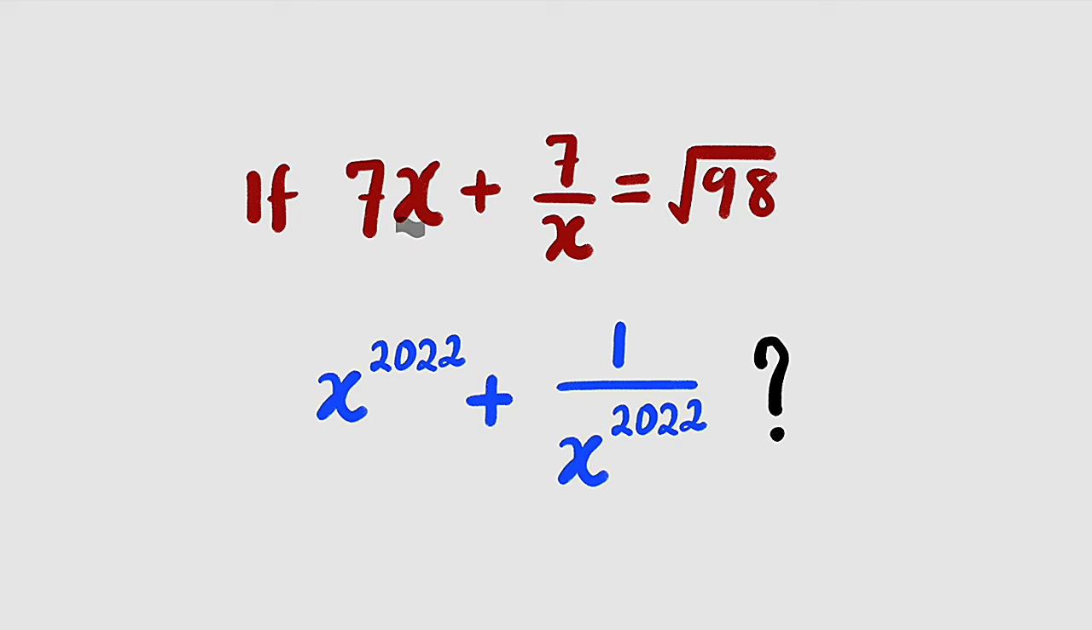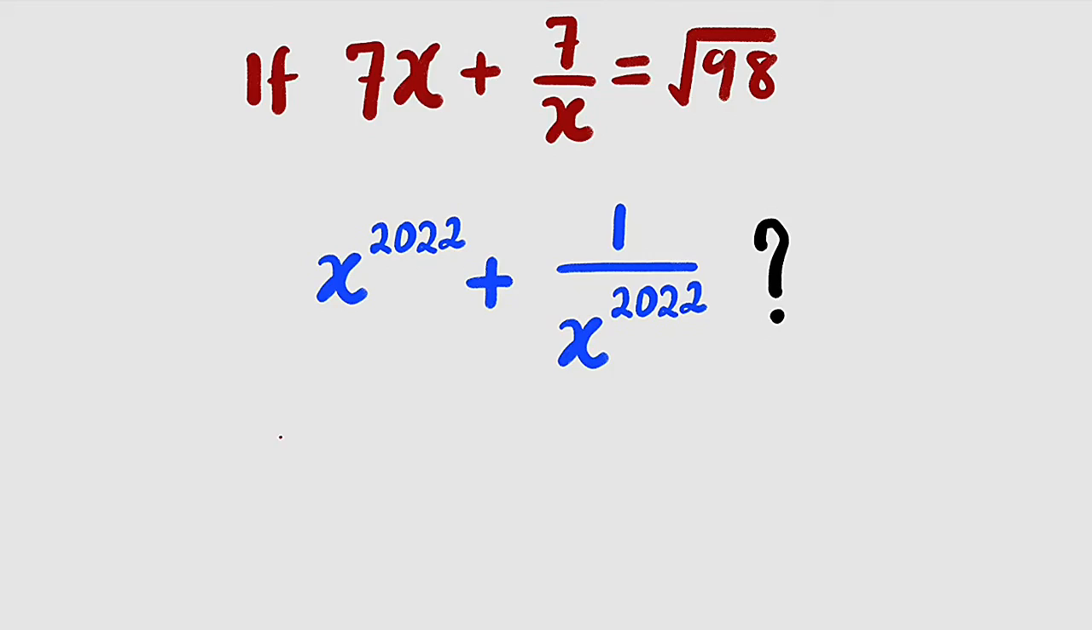The question reads: if 7x plus 7 divided by x is equal to the square root of 98, we're asked to evaluate x to the power of 2022 plus 1 divided by x to the power of 2022. Alright, let's get started. I would like to start from the first equation, which is given as 7x plus 7 divided by x equal to the square root of 98.